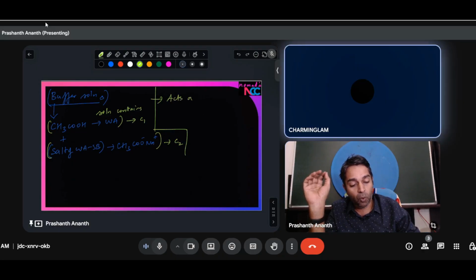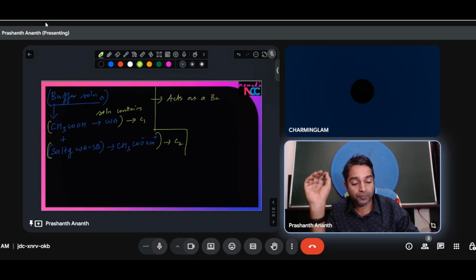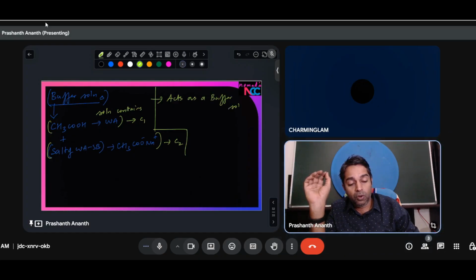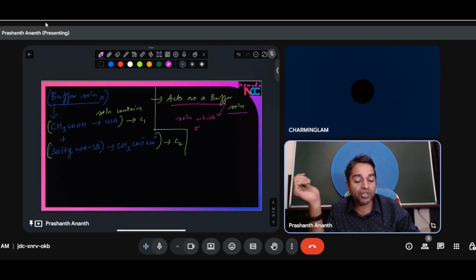Now let me talk about what is meant by a buffer solution first. What is this buffer solution, this new weird term which I am talking about? A buffer solution is a solution which resists sharp change in pH.